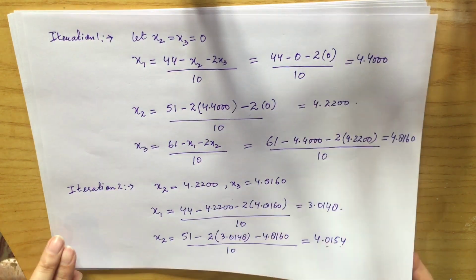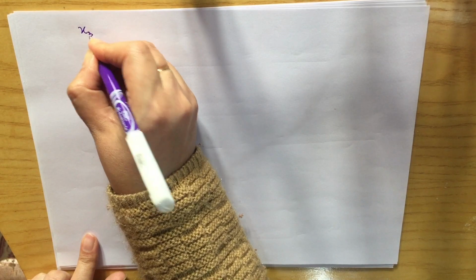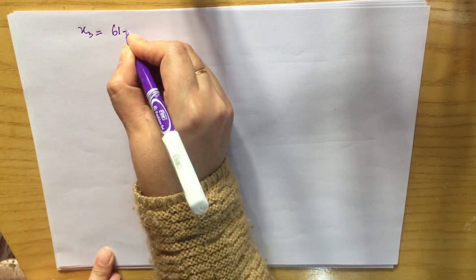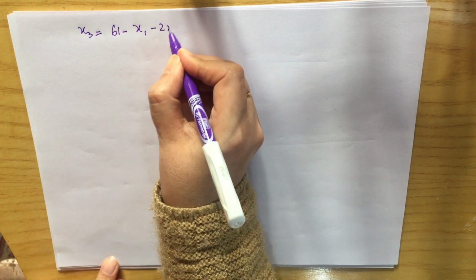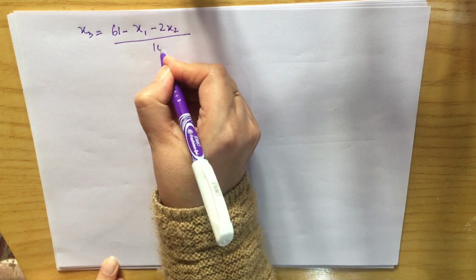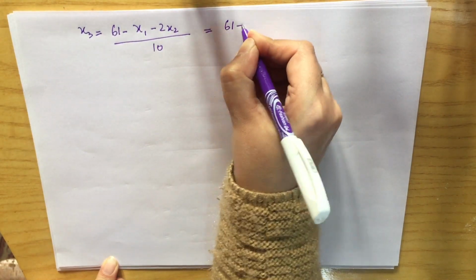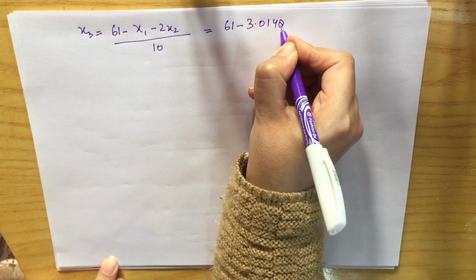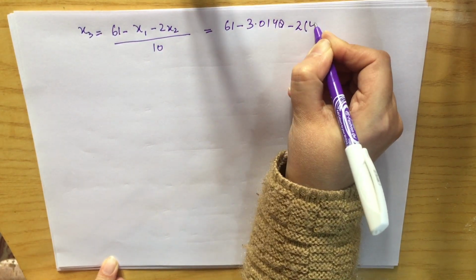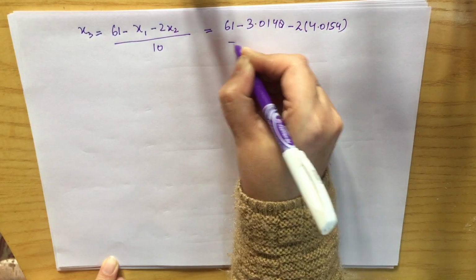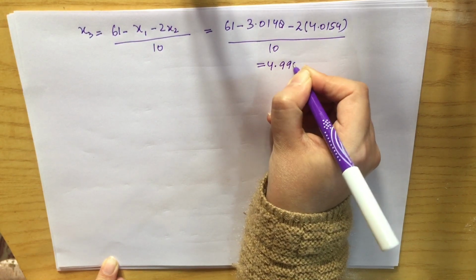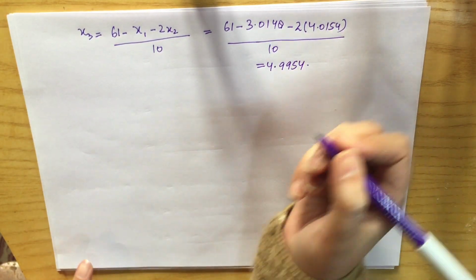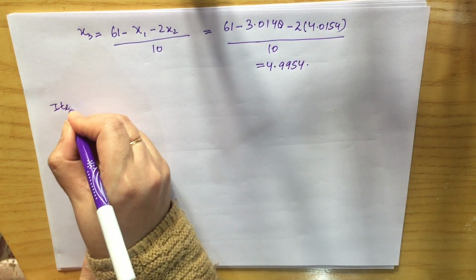Similarly, the x3 value in the second iteration will be equivalent to, we have the x3 equation as 61 minus x1 minus 2x2 whole divided by 10. So that will be equivalent to 61 minus 3.0148 minus 2 multiplied by 4.0154, which we just got, divided by 10. So that will be equivalent to 4.9954. Now we will start with the third iteration.